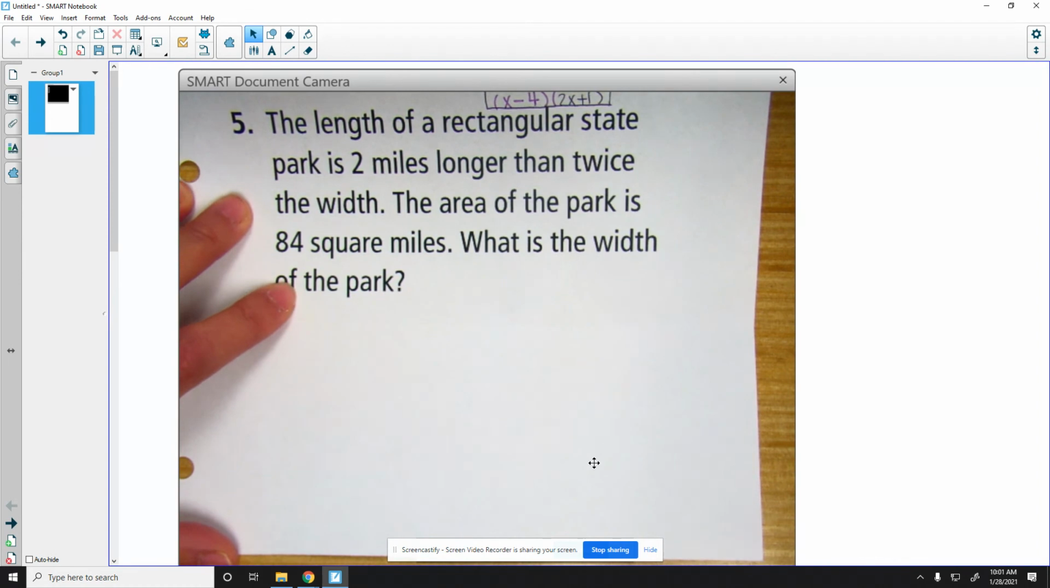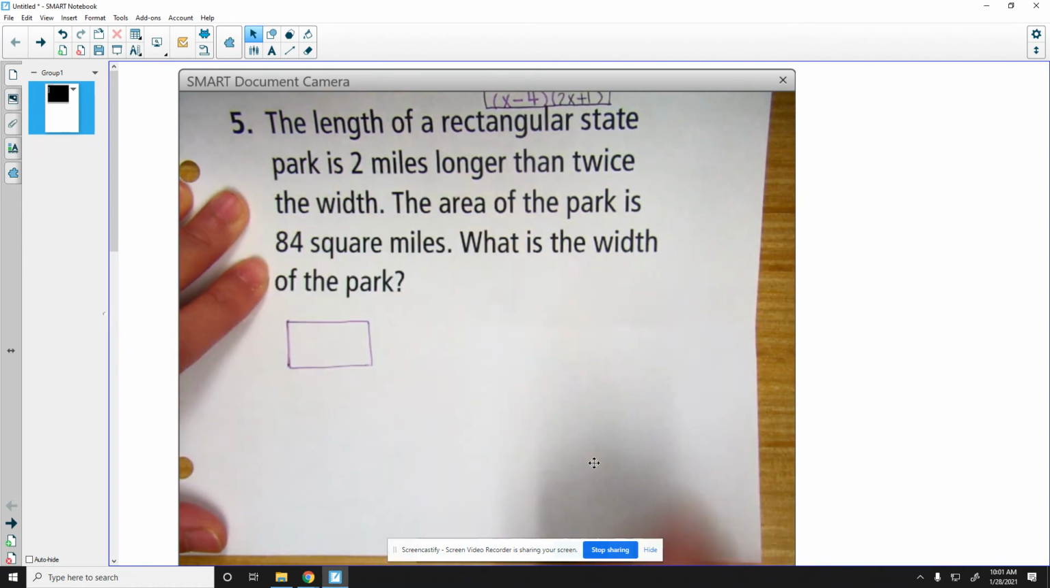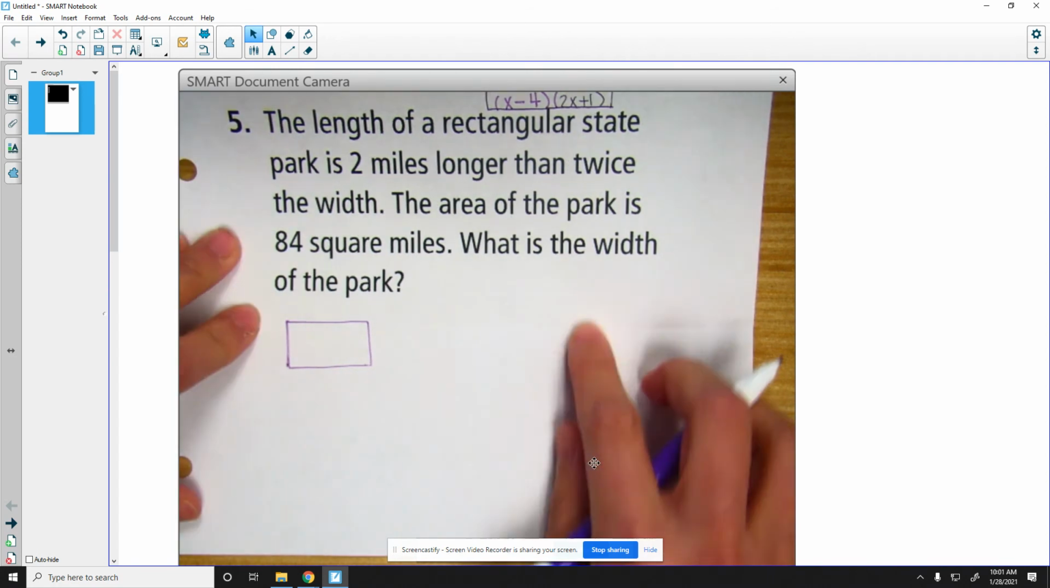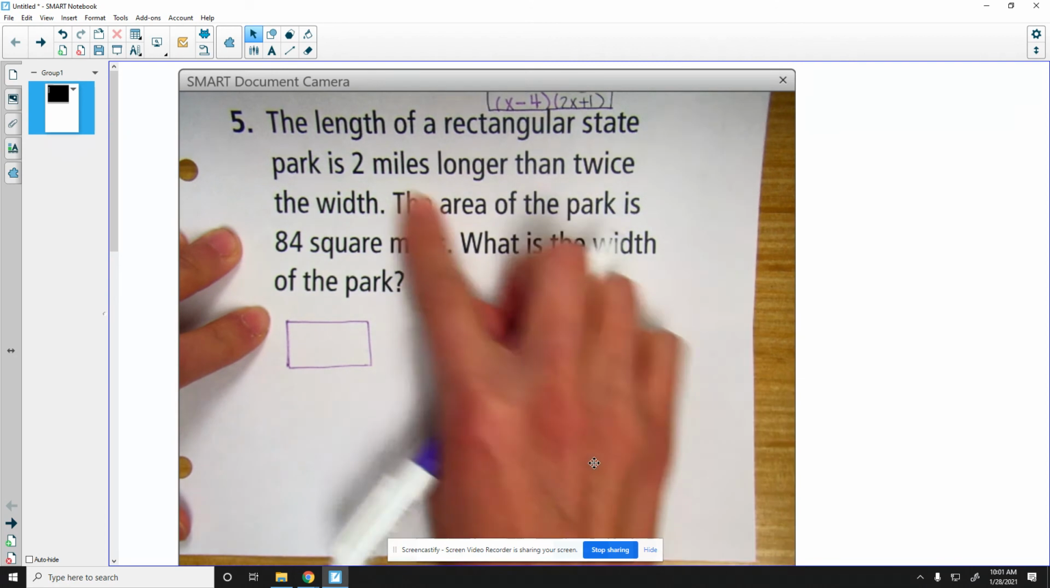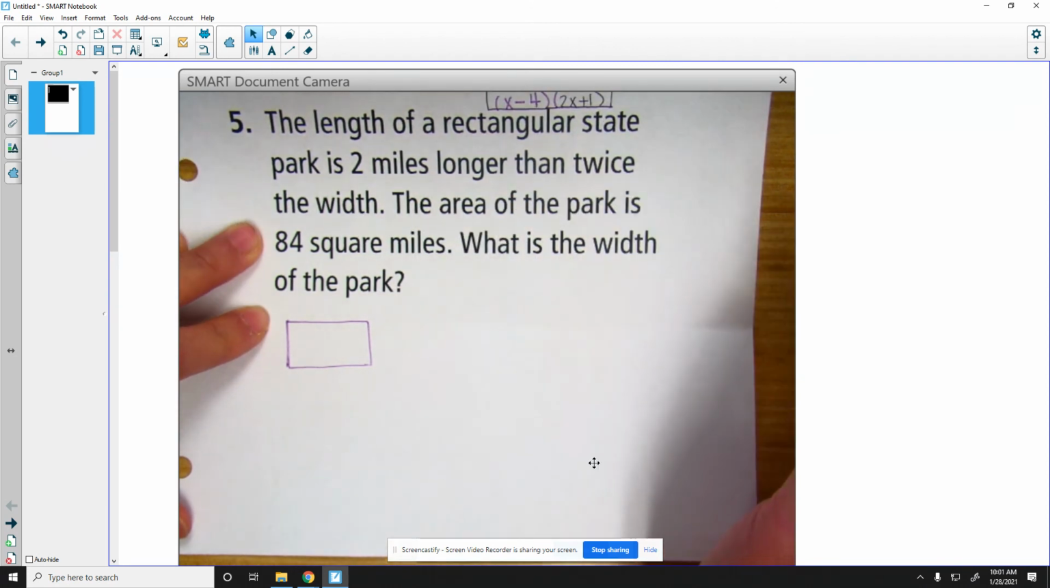All right, the length of a rectangular state park. Don't know what that looks like, so draw a picture. It's a rectangular, so I'm going to draw a rectangle. The length of a rectangular state park is 2 miles longer than twice the width. Okay.